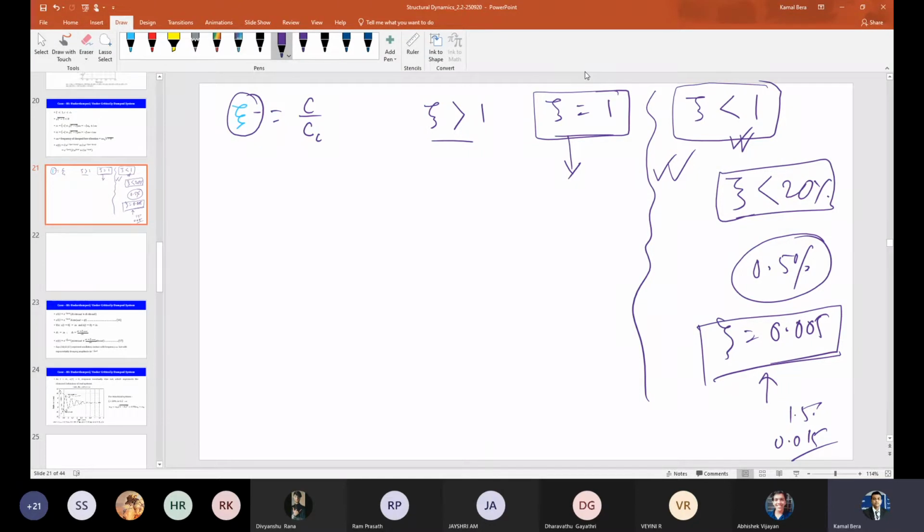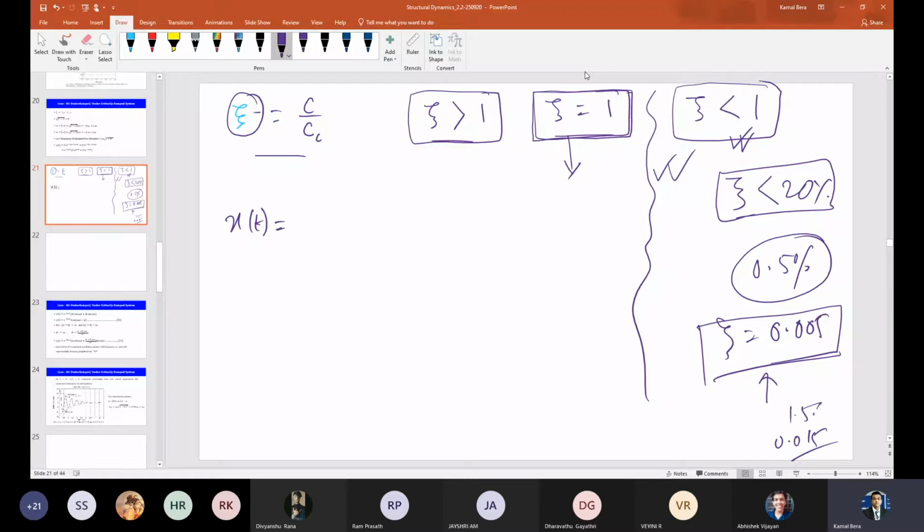And for zeta equal to 1 and zeta greater than 1, we are getting a non-oscillatory solution with exponential decay. The critical damping is defined as the minimum amount of damping which is required for the non-oscillatory motion of a system, which is defined as this. Perfect. So what responses we have got so far?